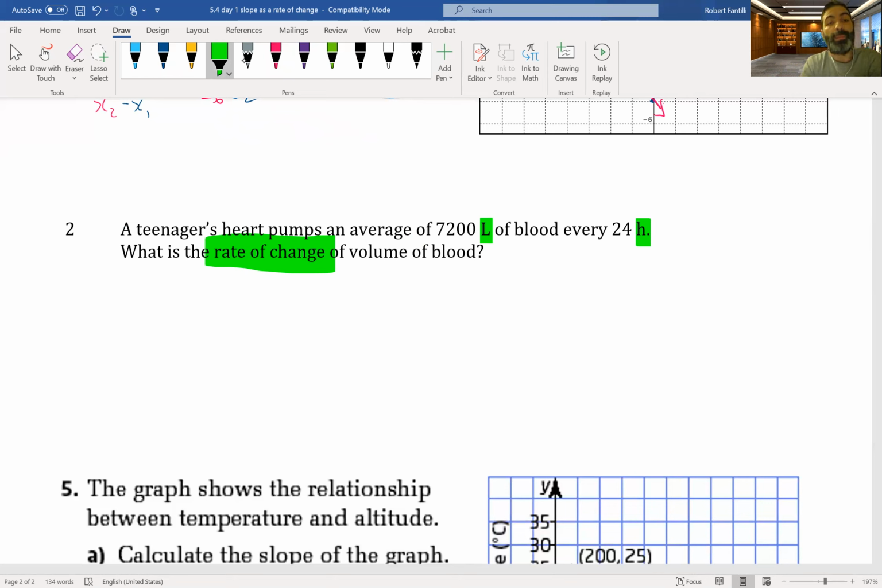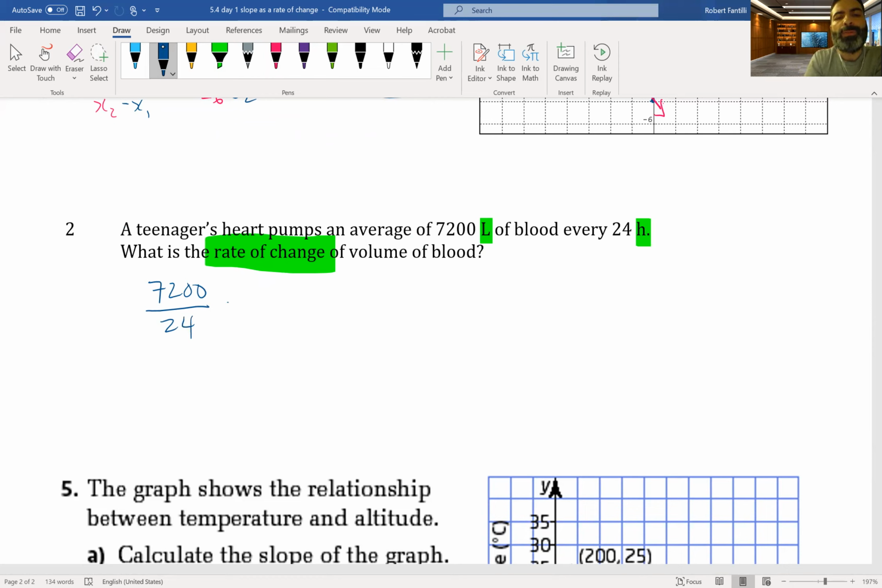How much blood the heart pumps depends on how many hours or how much time it's pumping for. So in this case, we're really going to just take 7,200, the y, divided by 24. Now you don't have to write L and H here because we're just performing a calculation. Okay.